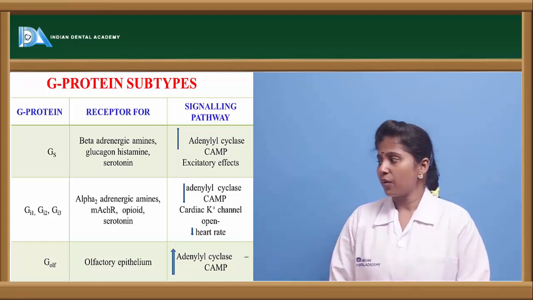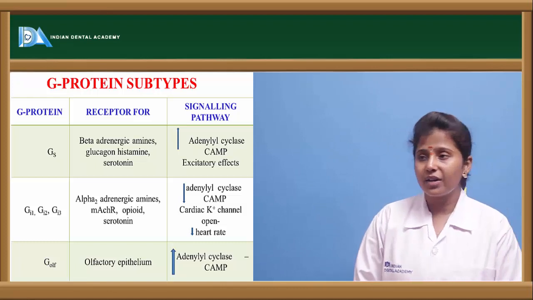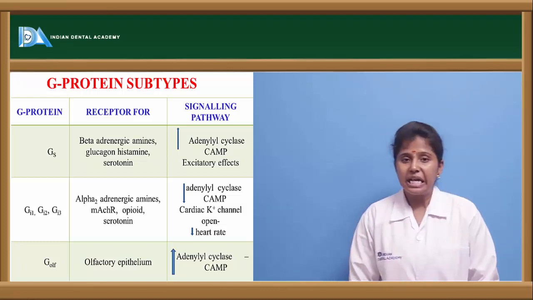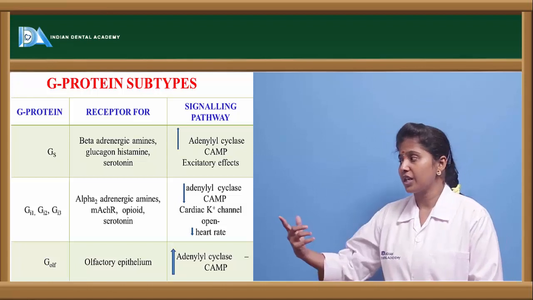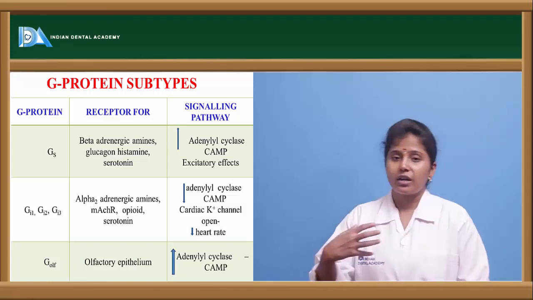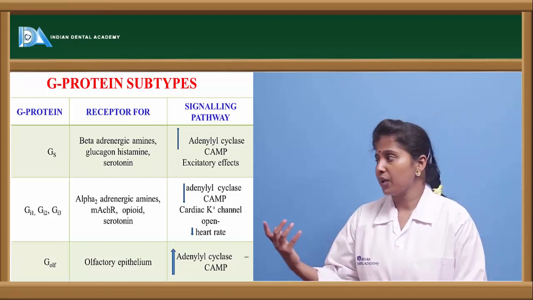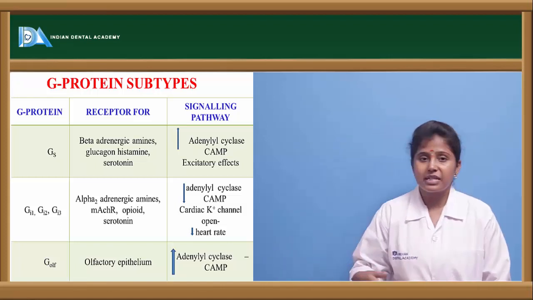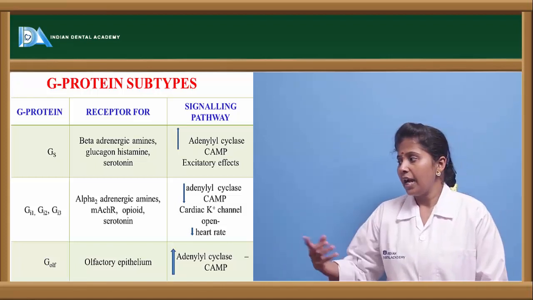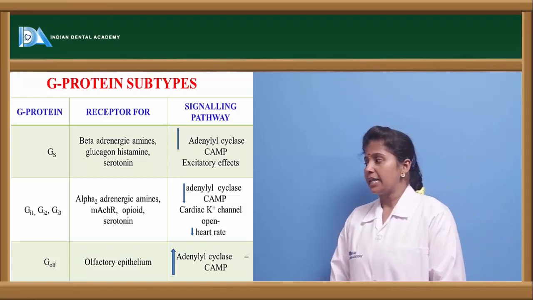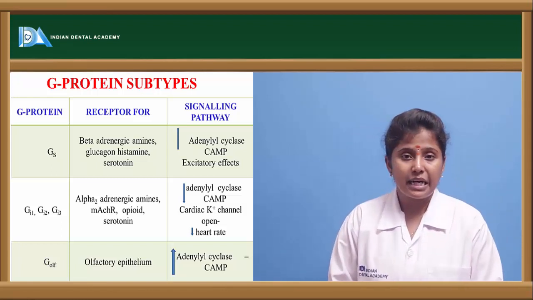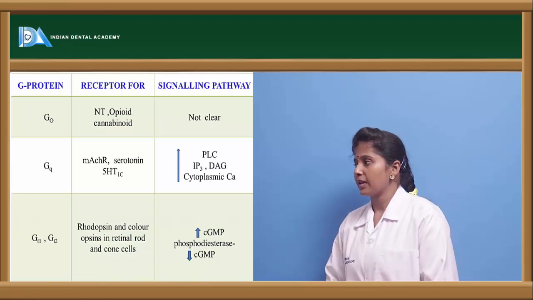And the Gi type of receptors, examples include alpha 2 adrenergic receptors, muscarinic acetylcholine receptors, opioid and a few serotonin receptors, which exhibit the pathway of decreased cyclic AMP levels, thereby showing inhibitory effects. And the Go type of receptors are present in the olfactory epithelium and they undergo the increased adenylyl cyclase cyclic AMP pathway.